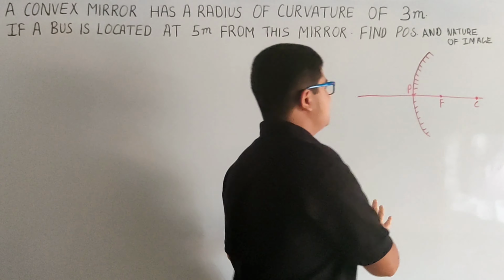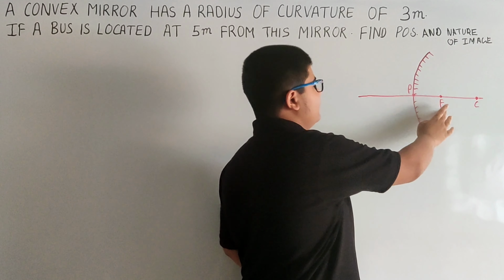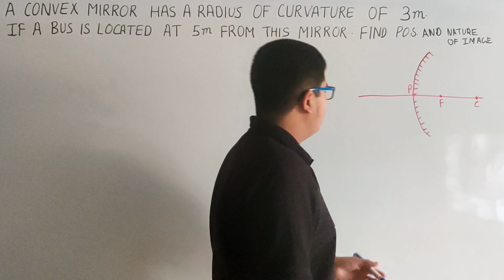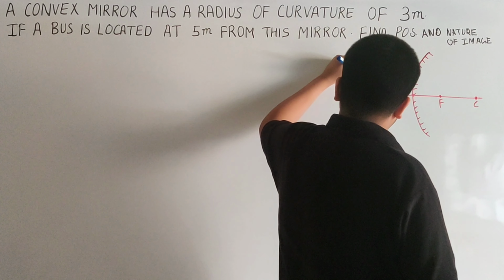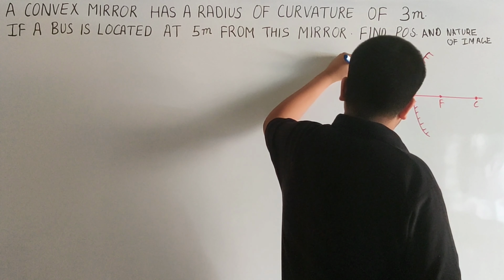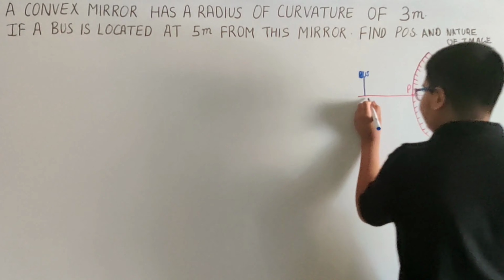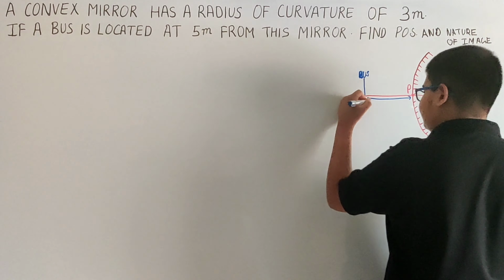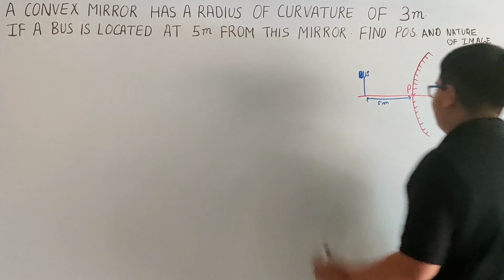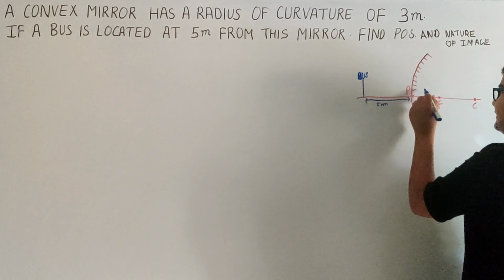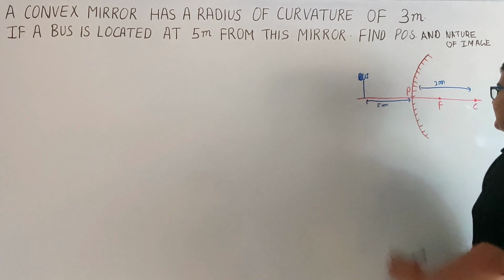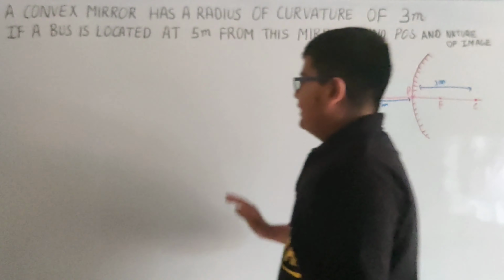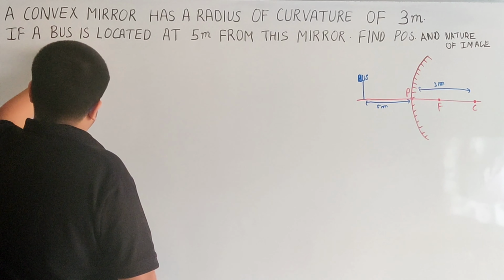So basically we have this convex mirror over here, with its pole, focus and center of curvature. And now a bus is there which is at a distance of 5 meters from the pole. It is also saying that it has a radius of curvature of 3 meters. So this entire distance is 3 meters. This radius of curvature is nothing but the distance between the pole and the center. So now we know that the radius is 3 meters.